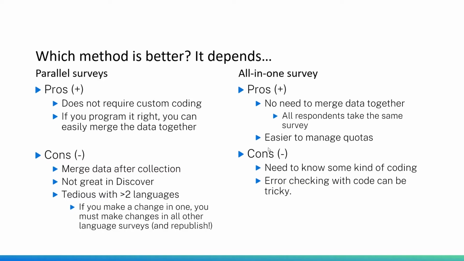Okay? For our all-in-one survey, where we use code to dynamically change the text, we don't have to worry about merging the data together, so that's an advantage. All the respondents take the same survey, they just see it in a different language. It's also a little bit easier to manage quotas. So if you have a quota that says, I want 500 males and 500 females to come through my survey, but it doesn't matter what language they see, then that's a little bit easier to manage in one survey. Some disadvantages is that you do need to know some kind of coding. And since you do have code, it's a little bit trickier to error check if you do get some errors in your code.